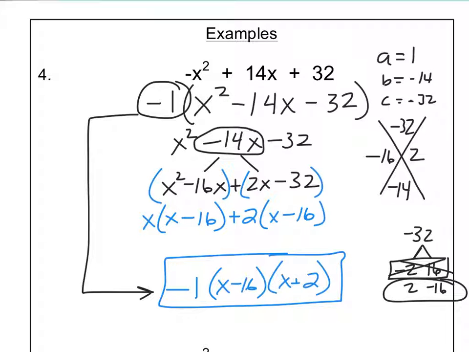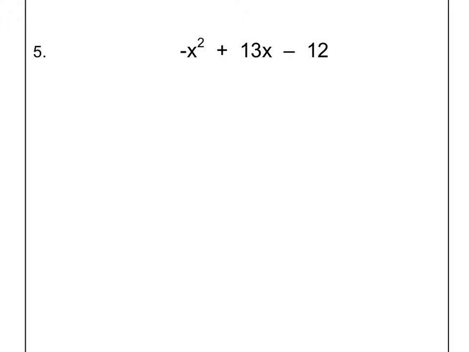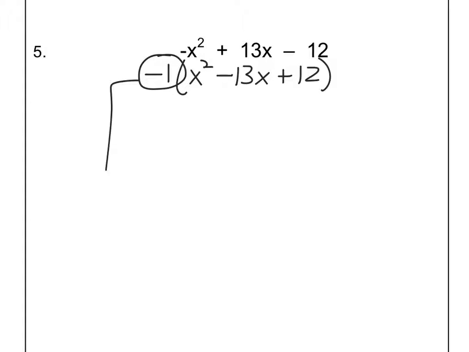All right, let's look at the second example now. Again, first term is negative, so I'm going to take out a -1. When I do that, every sign is going to change. So x squared becomes positive, 13 becomes negative, and 12 becomes positive. Circle it, draw your arrow. Okay, so A is 1, B is -13, C is 12.